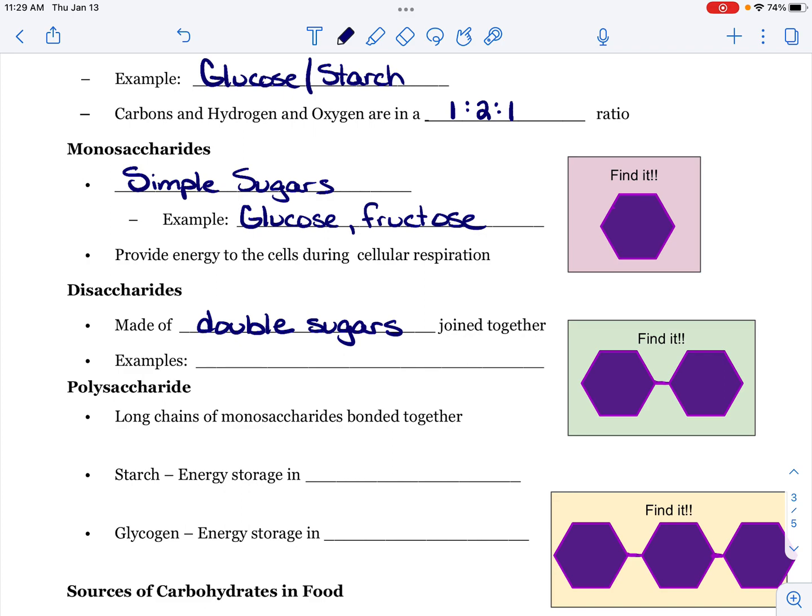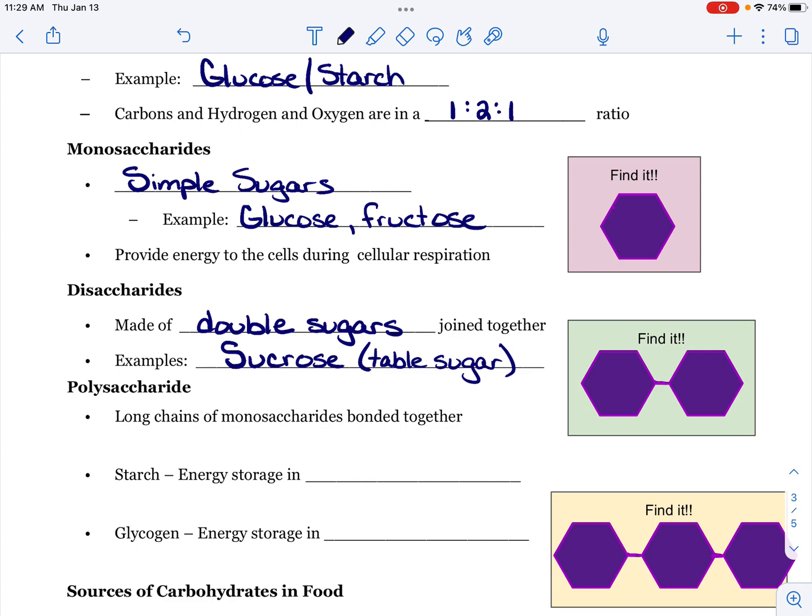So an example of that is table sugar, which is called sucrose. Notice that -ose ending, so table sugar. So table sugar is glucose and fructose bound together. So find a picture of sucrose to put in the green box to the right.